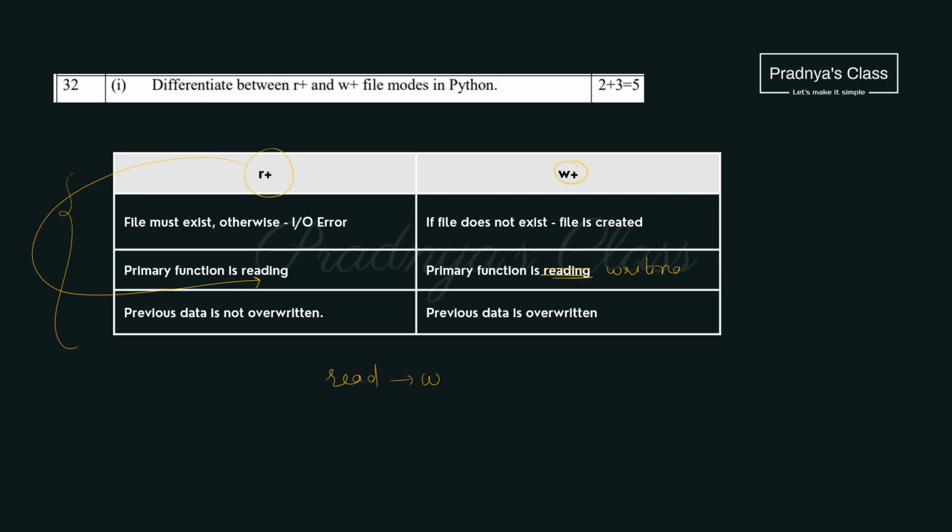Look at some of other differences. If we open the file in the R plus mode, file must exist. Otherwise, you will get error. Whereas in case of W plus mode, if file doesn't exist, it will get created. If already existed file gets open in the W plus mode, previous data will get overwritten. But this is not the case with the R plus mode.